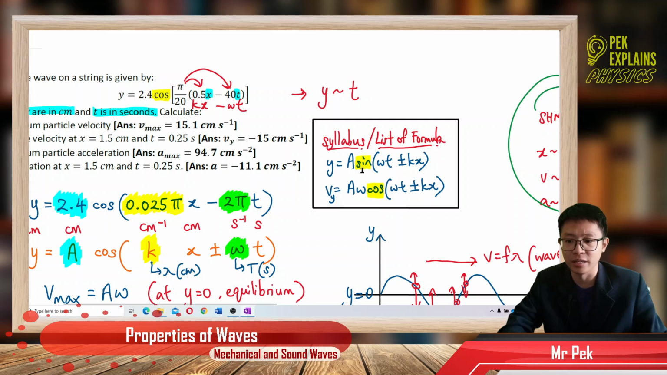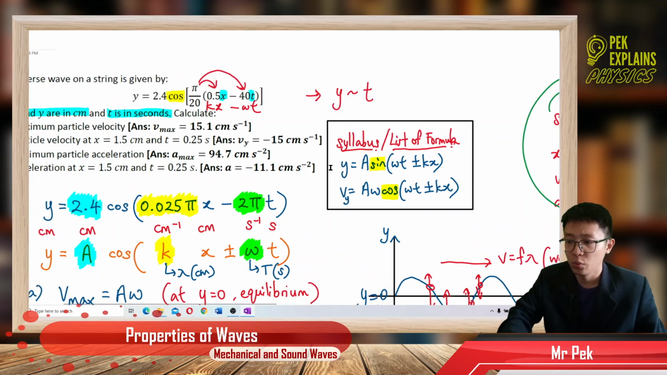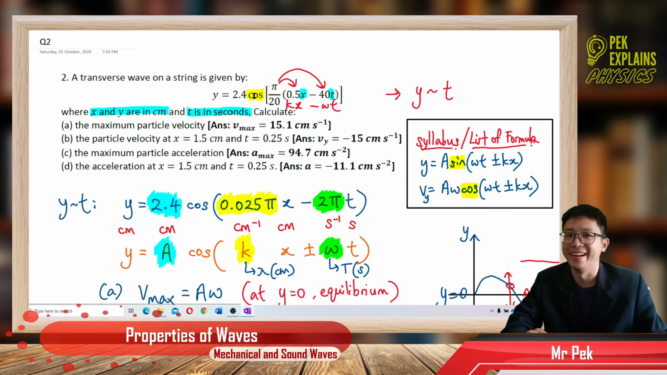It is a sine equation. For the displacement equation, our syllabus only provides you with the sine equation. We don't have the cos formula for the displacement, but this question is a cos formula. So in the list of formula, it gives you the displacement with a sine equation.